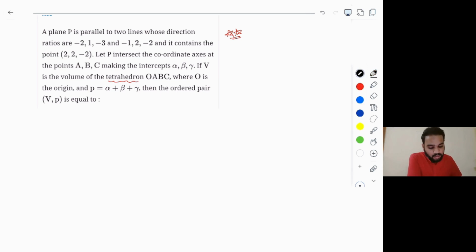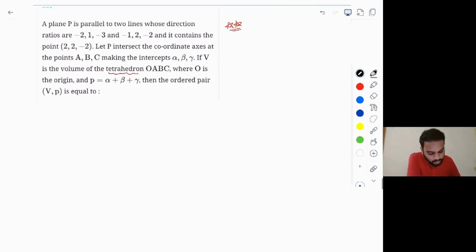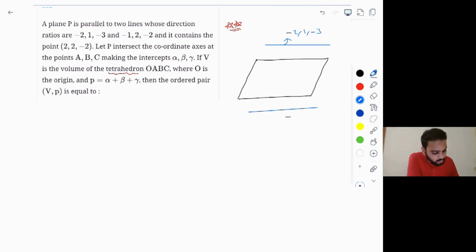A plane P is parallel to two lines whose direction ratios are given. Okay, let us try to draw a diagram and get the proper idea here. Always think of the diagram whenever a question is given to you. So there is a plane P, and this plane P is parallel to two given lines, right? And the DRs are also known to you, which is minus 2 comma 1 comma minus 3. And once again, one more line is there whose DRs are minus 1 comma 2 comma minus 2. And also they said that it contains the point 2 comma 2 comma minus 2. So let me take it as some point A, 2 comma 2 comma minus 2.